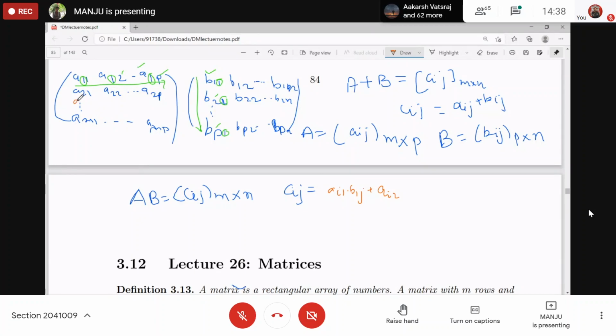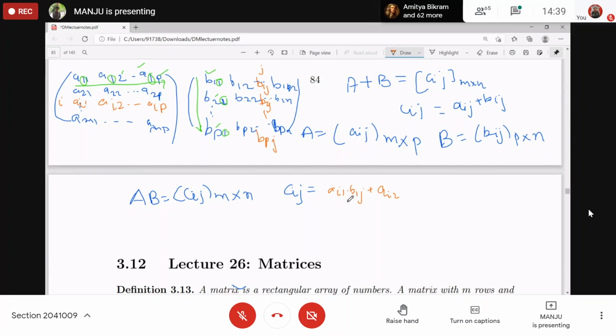See, here we have Ai1, Ai2, and so on, Aip, right? So here it should be B1j, for the first row, jth column. This is the ith row, and for the second row, B2, column j. So it will be Bpj. Now you understood? So this ith row is multiplied with the jth column.